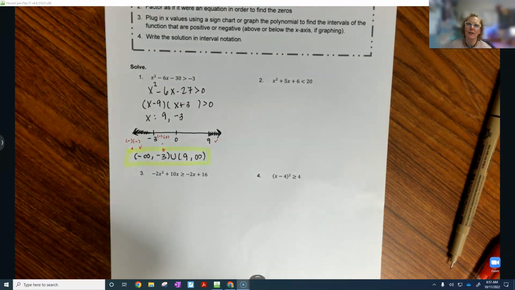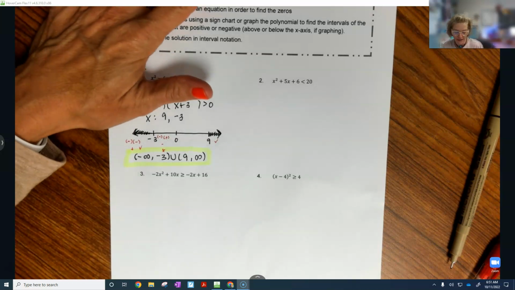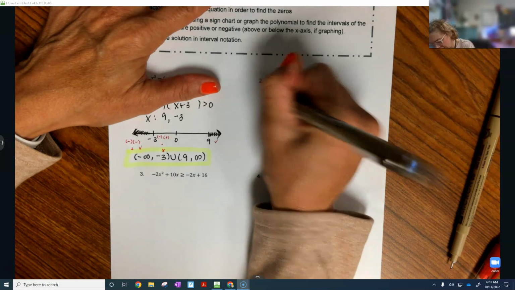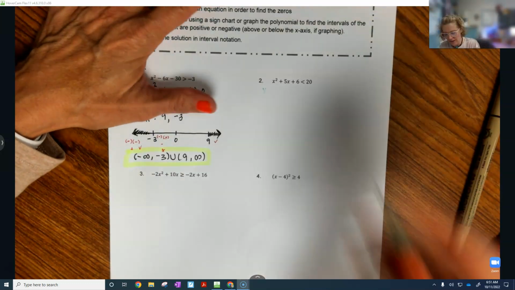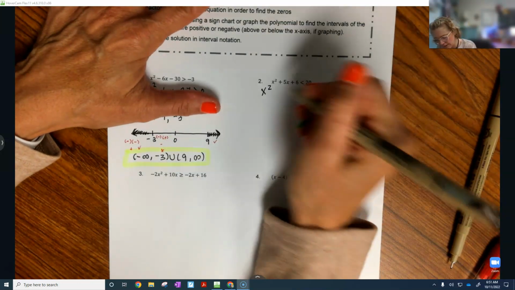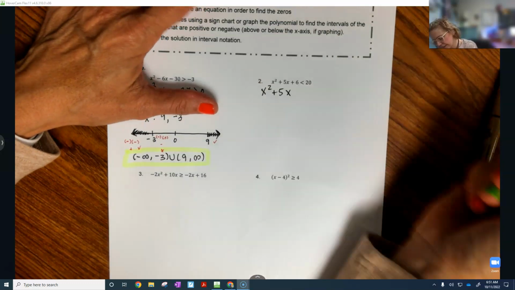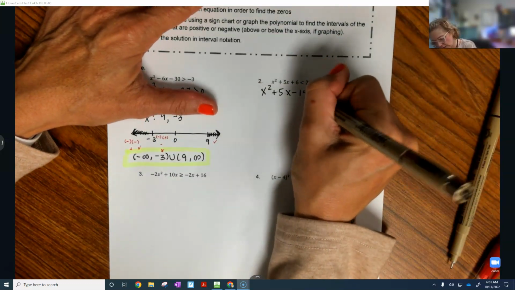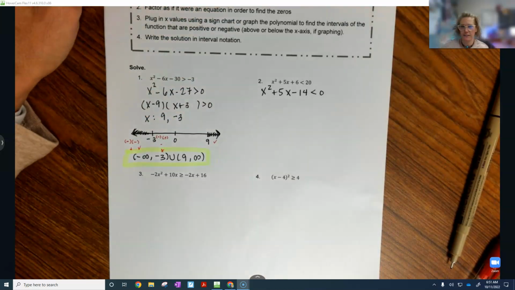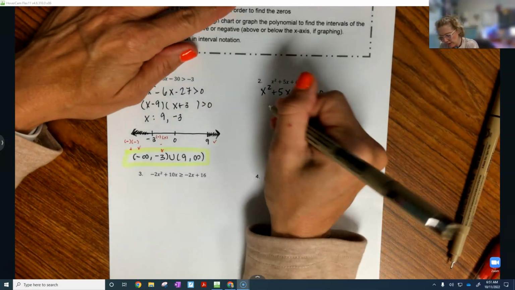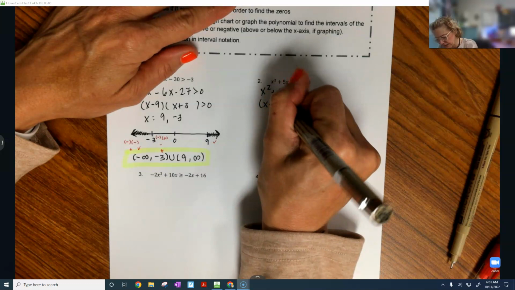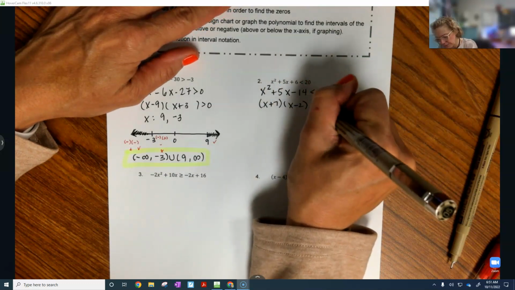All right, let's go ahead and move on to problem number 2. That 20 is going to get moved over to the other side. So we're going to have x squared plus 5x minus 14 having to be less than 0 this time. So I'm going to go ahead and factor, and y'all, that's (x plus 7)(x minus 2).